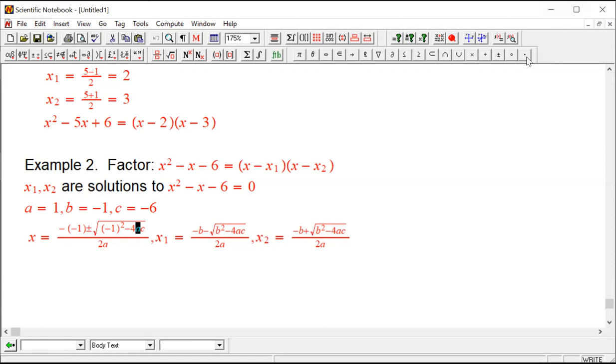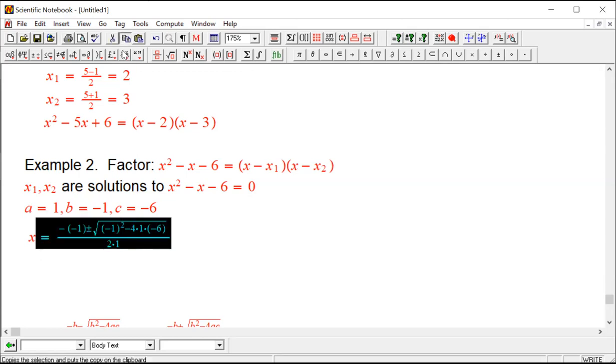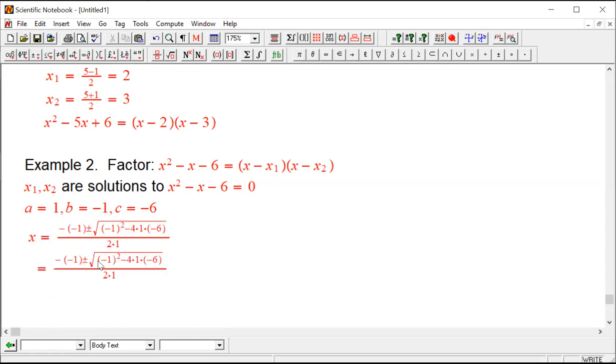A is +1. C equals -6. Denominator: 2 times 1. Okay, so I'm going to put this under the parentheses here. Well, -1 squared is 1. -4 times 1 times -6, that's 24. So 1 plus 24 is 25, right? So this is going to be 25. The square root of 25 is 5, right?